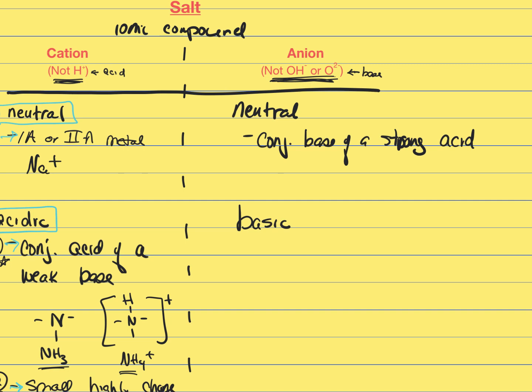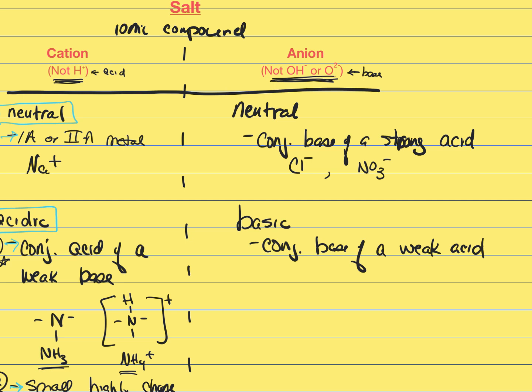Here are some examples. Cl minus is the conjugate base of HCl, a strong acid. It is a neutral anion. NO3 minus is the conjugate base of HNO3. HNO3 is on my strong acid list, so this is neutral. We have very few strong acids, so we're going to have very few neutral anions. You have to memorize the strong acid list. When is it basic? When it is the conjugate base of a weak acid. So all the other anions out there are going to be basic.